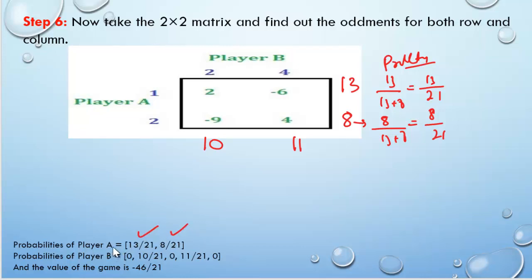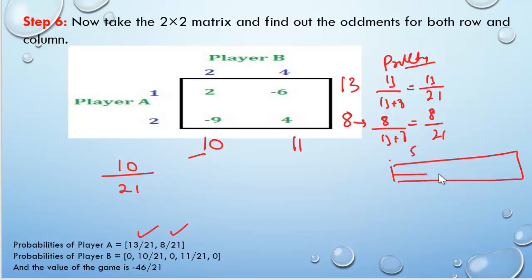What is the probability of player B? For this we have to go to the columns. So for 10, this will be 10 divided by 10 plus 11, that is 21. So 10 divided by 21 is going to be the probability of player B for the second column, because initially we had the 5 columns. There are 2 rows and 1 2 3 4 5 columns, and we are only using 2 and 4.